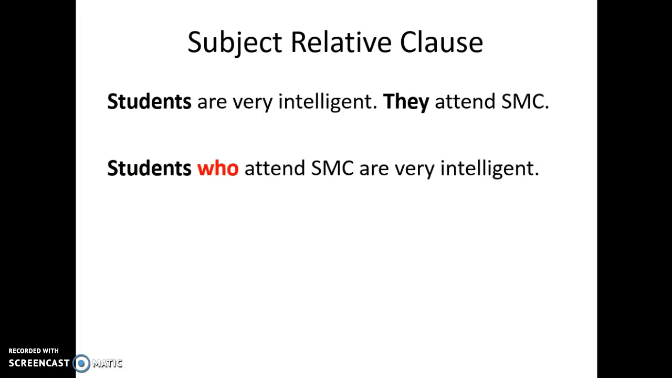Here's another quick example. Students are very intelligent. They attend SMC. So we have students as a subject in the first sentence and they as the subject pronoun in the second sentence. When we combine them, we have the sentence, students who attend SMC are very intelligent. So the relative clause describes the students.